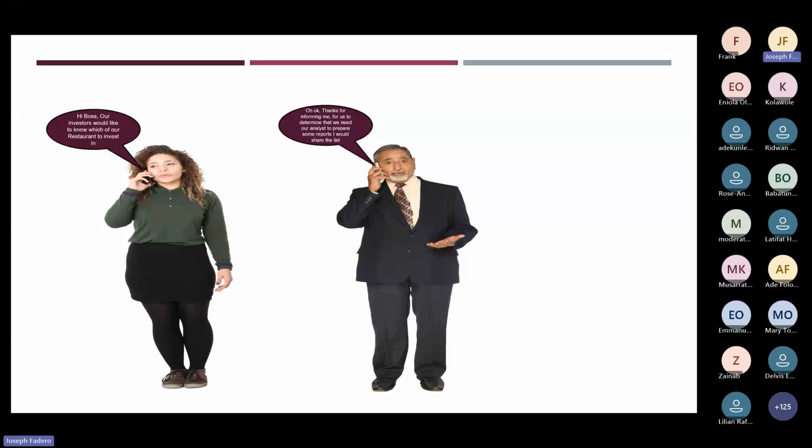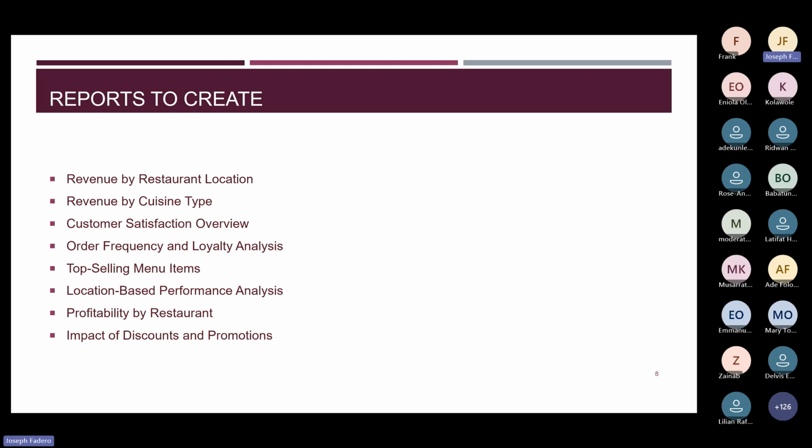Now, as the CEO of the company, Paul has requested some reports for the analysts to create. Paul would like to see the revenue by restaurant location, revenue by cuisine type, customer satisfaction overview, order frequency, loyalty analysis, top selling menu items, location based performance analysis, profitability by restaurant, and impact of discounts and promotions on the business.